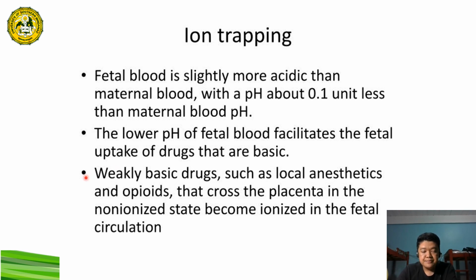So for example, usually during pregnancy, we administer local anesthetics. Local anesthetics are considered to be weak basic drugs. We also administer opioids. Opioids are analgesics or painkillers. So when we administer these weak basic drugs during pregnancy, particularly during labor, these drugs will be able to cross the placenta.